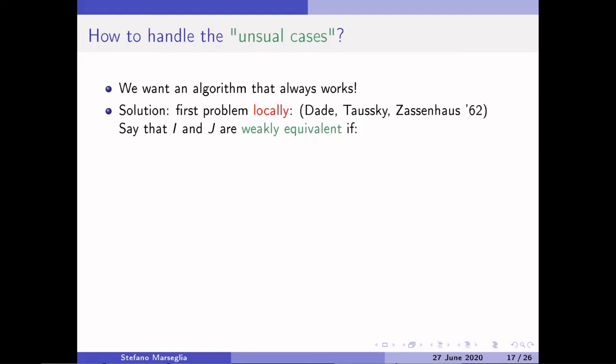They introduced the notion of weak equivalence between two fractional ideals I and J. And I'm going to give you three equivalent ways to formulate it. So the first one, as I said, is of local nature. We say that two fractional ideals are weakly equivalent if their localizations are isomorphic at every prime.